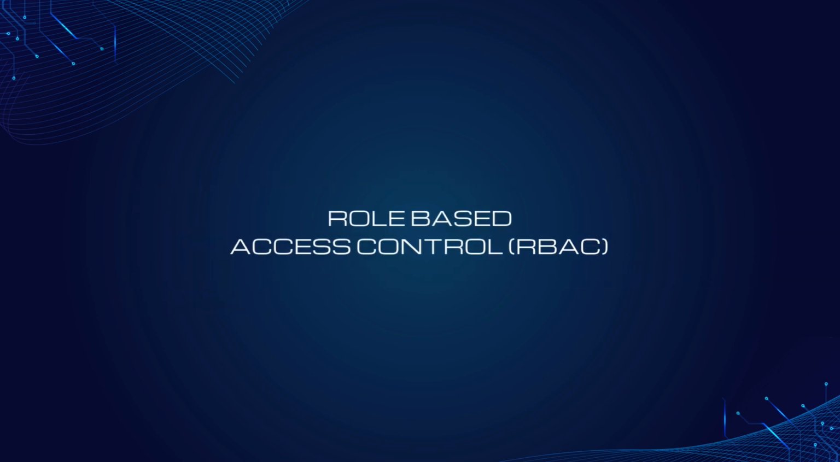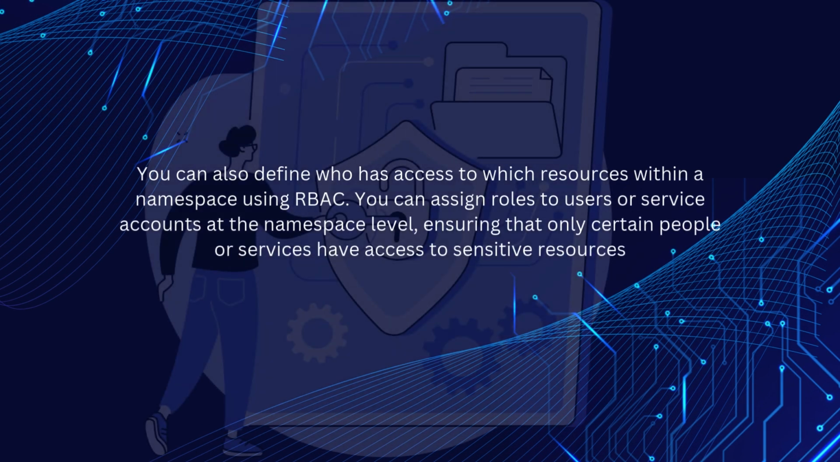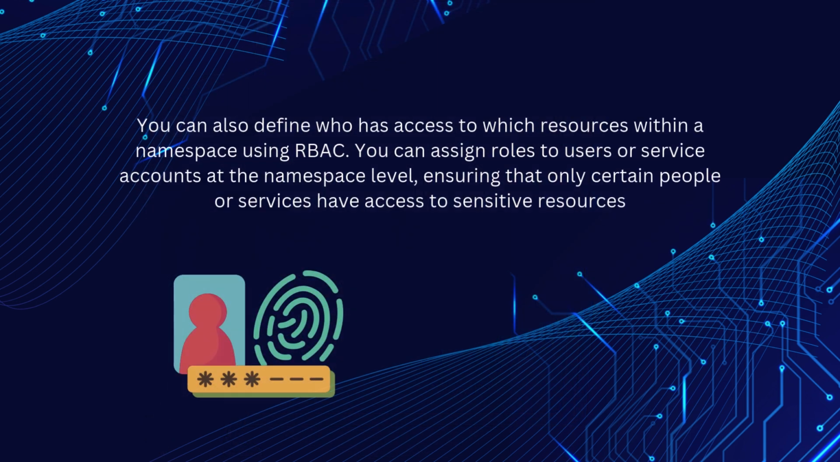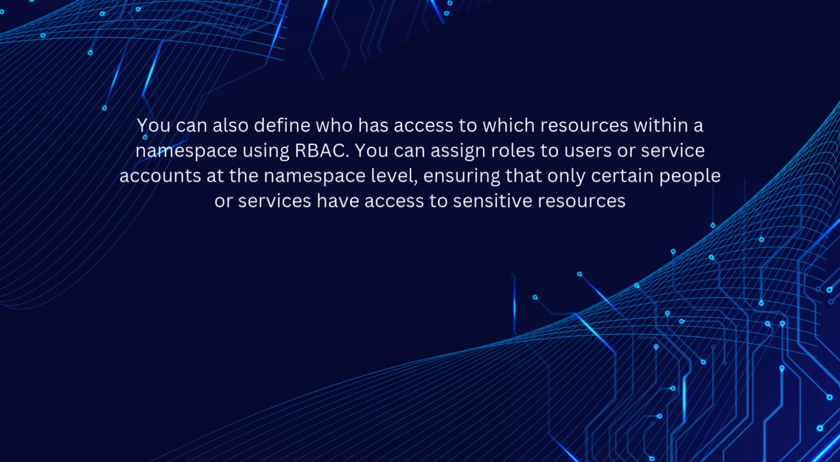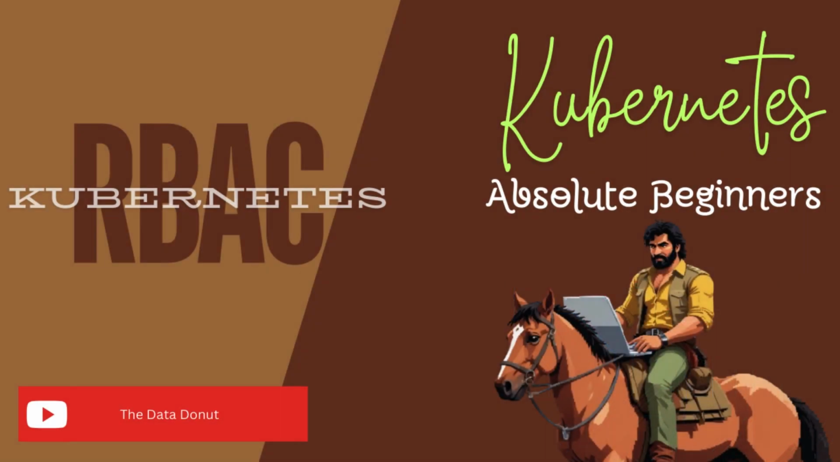Another thing that we can use namespaces for is RBAC, that is role-based access control. You can also define who has access to which resources within a namespace using RBAC. You can assign roles to users or service accounts at the namespace level, ensuring that only certain people or services have access to sensitive resources. For example, you don't want DevOps teams to have access to the production environment, or you do not want the testing team to have access to the development environment. So you can control it using RBAC. We will have a separate video on RBAC as it is a bigger topic.